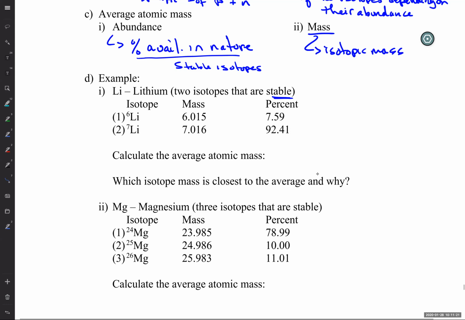So here's some examples though. This is lithium-6 and lithium-7. Their exact mass, their isotopic mass, is close to 6 and 7, right? Because 6 is the mass number, and that's the protons and the neutrons. And so this number is pretty close to this number here. But this is the percentages. So if you look at these two and you say, oh, it's 92% lithium-7, which number is the average going to be closer to for the mass?